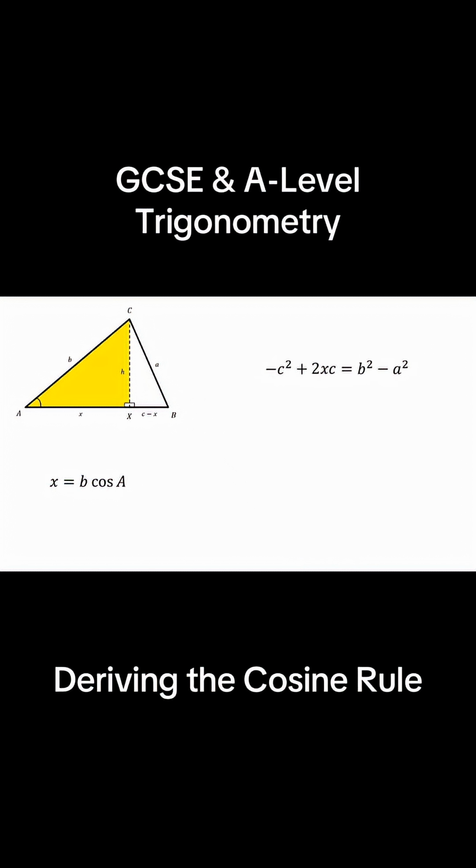We can now take this and substitute it into our equation for x, to finally give this expression here. And finally we can rearrange this to get a squared equals b squared plus c squared minus 2bc cos A. This is the cosine rule.